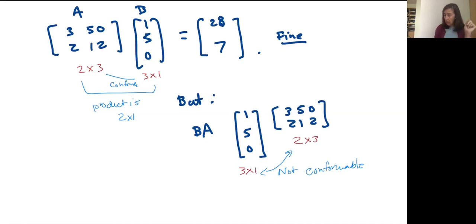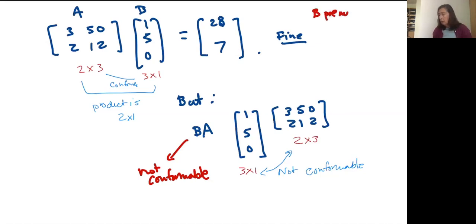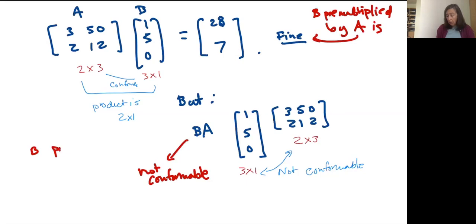The A is not conformable. Another way to say this is B pre-multiplied by A is fine, like we said, but B post-multiplied by A is not conformable. Not conformable.